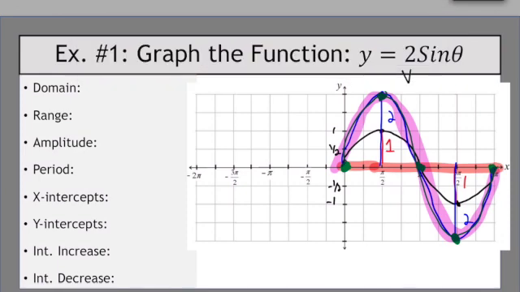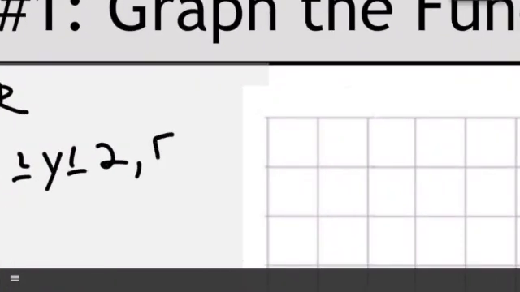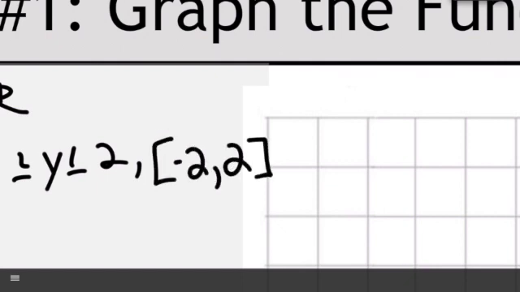So let's start with the domain. The domain's never going to change. The domain's always going to just be all real numbers. My range is going to be what's the highest to the lowest? Well, it goes from negative 2 all the way to 2. Or in other words, we can also say negative 2 all the way to 2.